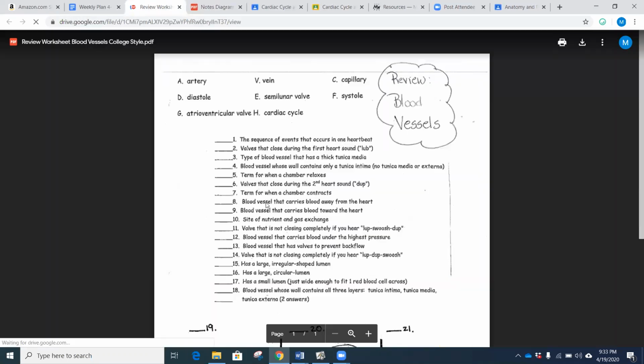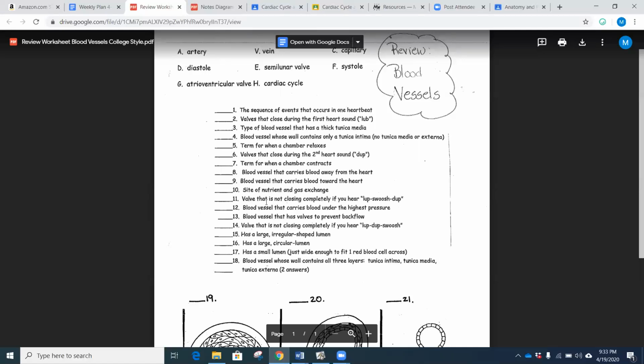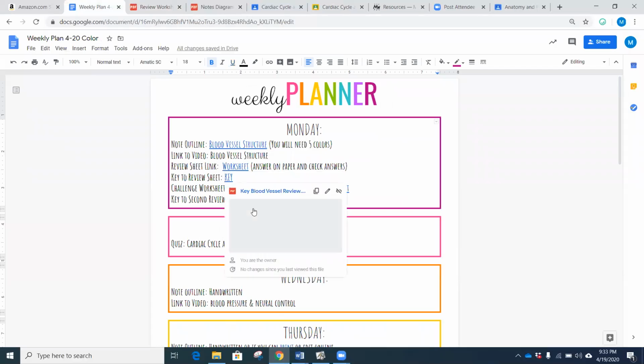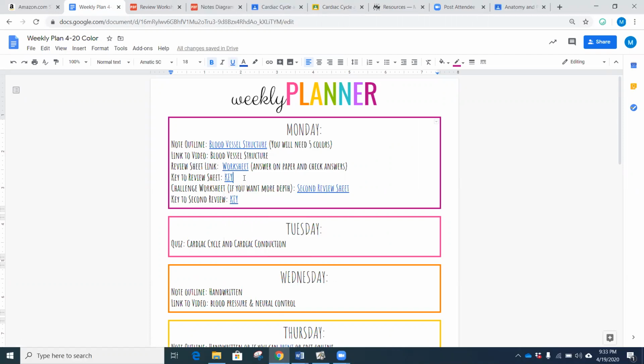I have posted the review sheet. You can write your answers to it on a piece of paper, and then check yourself with the key that's already there. Okay, so I think this will work really well. As long as I have done the sharing properties correctly, you should be able to get everything. If I haven't, then please let me know, because sometimes I don't know how things look on your end.